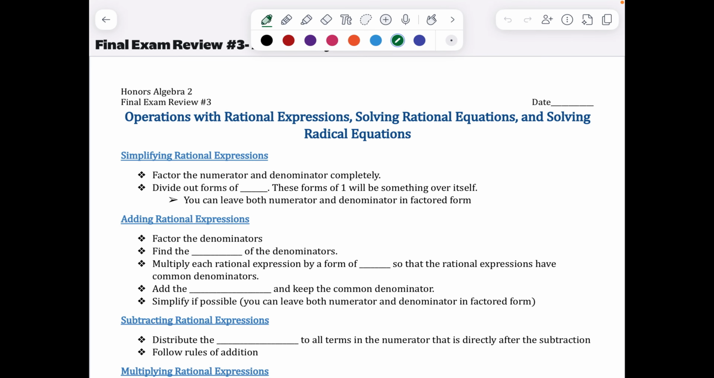We are working on operations with rational expressions, solving rational equations, and solving radical equations today. This is our final review.